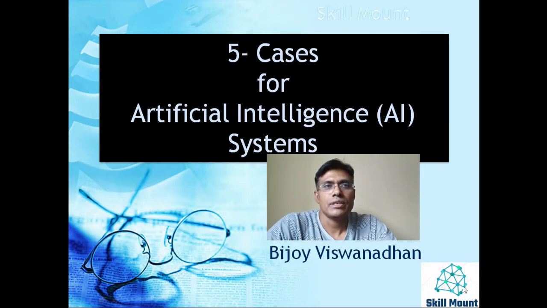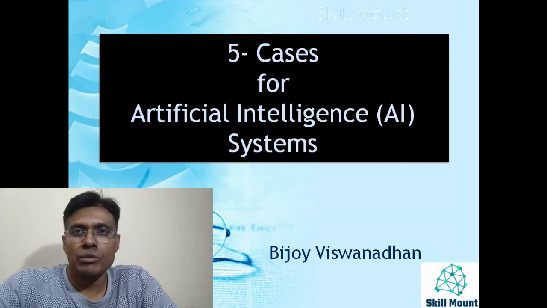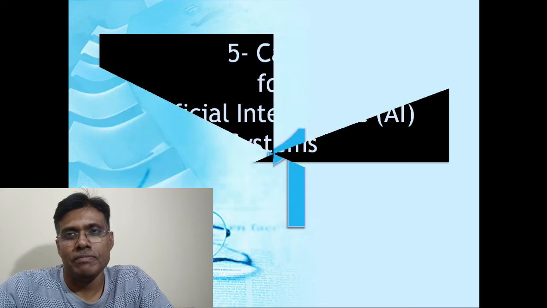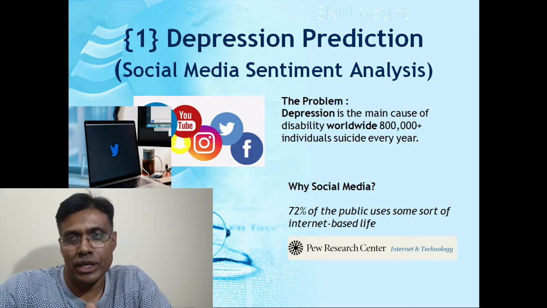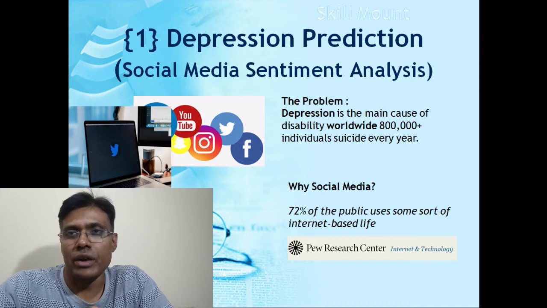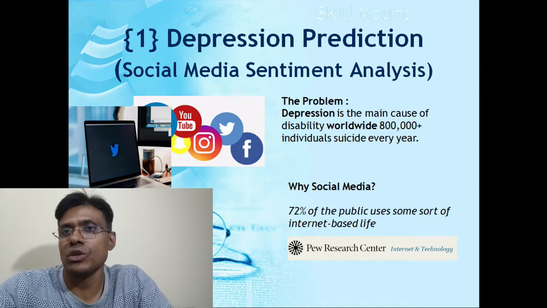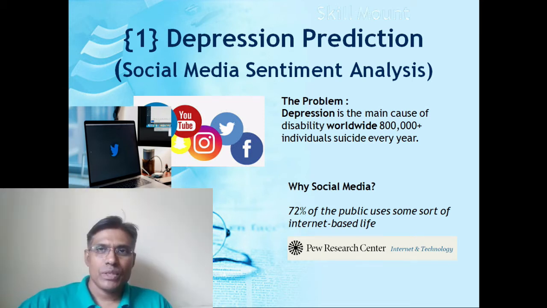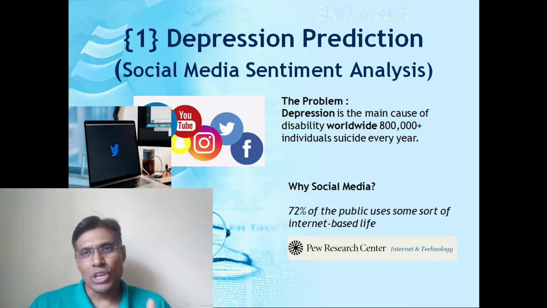The first case is a depression early warning system. You might be aware of the fact that an increasing number of people are getting into depression in modern society. Worldwide, around 8 million people are reported to die by suicide every year due to it. So, let's start with a social media based depression prediction system.